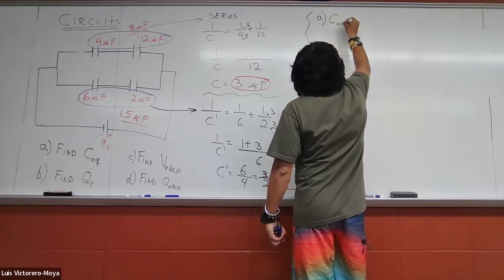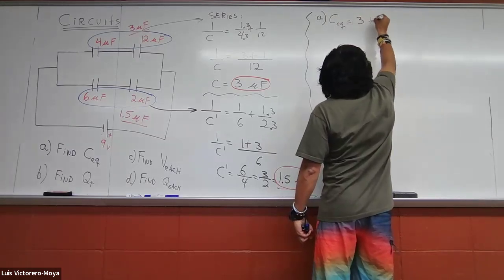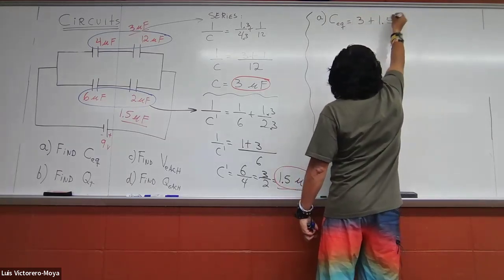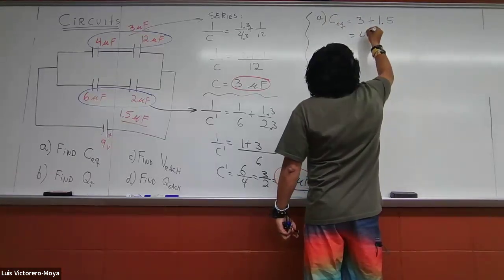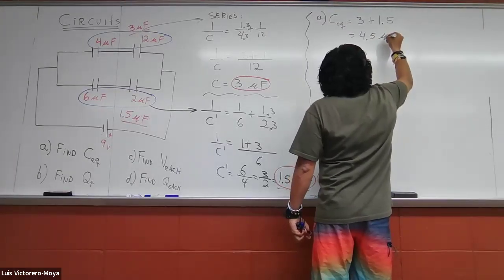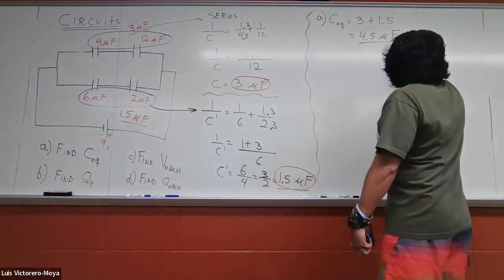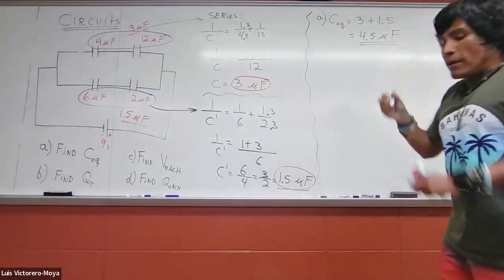C equivalent is 3 plus 1.5, 4.5 microfarads. That's my C equivalent.